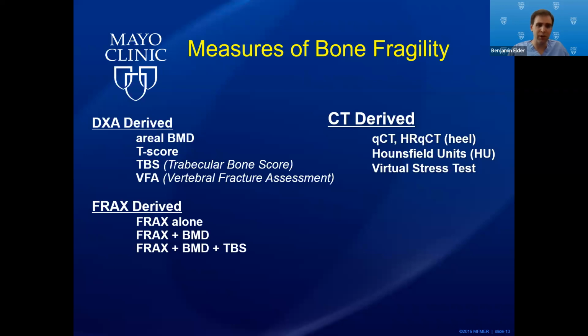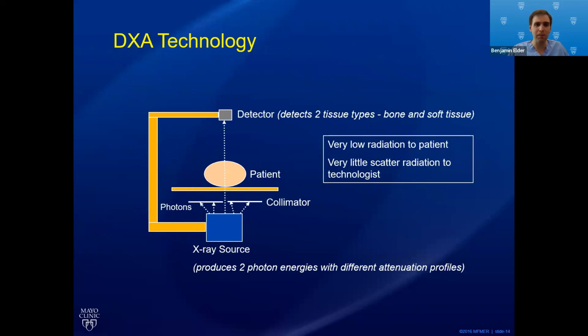And then we can also do vertebral fracture assessments to look for compression fractures. FRAX is a newer tool we'll talk about a little later, which is really based on survey questions and multiple factors about the patient, and can be narrowed more with bone mineral density and trabecular bone scoring added to it. And then there are other CT-derived ones, with quantitative CT or CT bone strength assessments, as well as Hounsfield units.